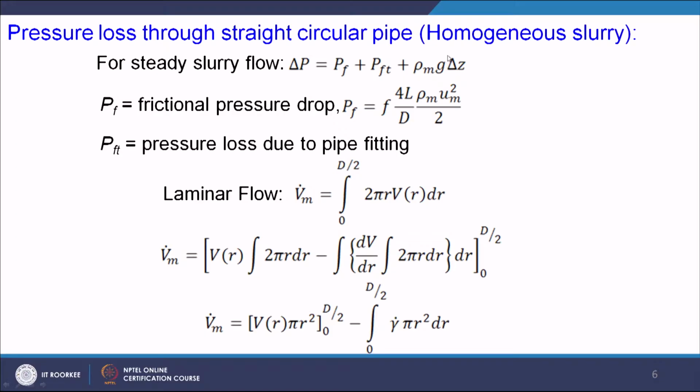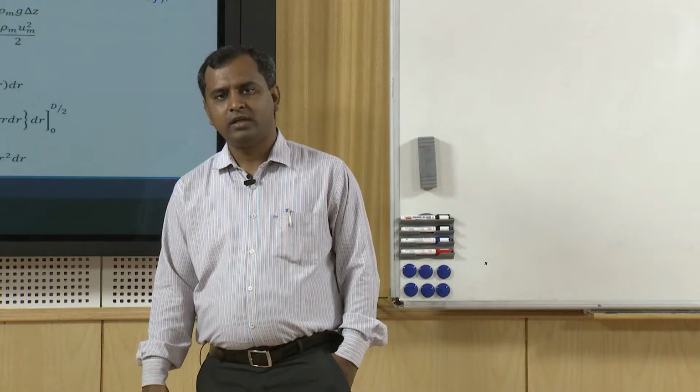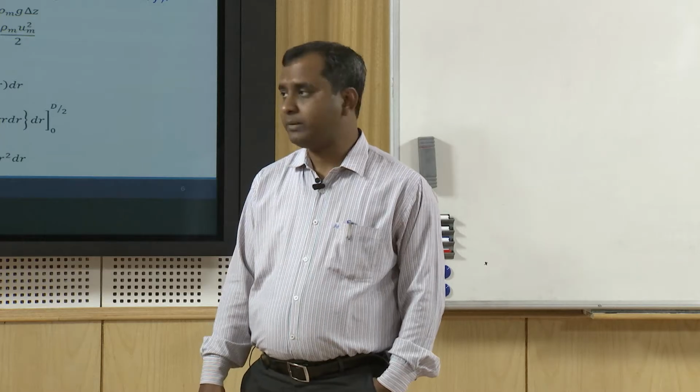So, we are mainly interested in the pressure drop due to friction, Pf. We all know that the pressure drop due to friction Pf is equal to f into 4L by D into rho m um square by 2. Okay. So, you see in this expression, which comes from fluid mechanics, all other parameters will be known including rho m and um, but the only unknown will be f. So, the main target of this derivation is to show how f can be calculated.